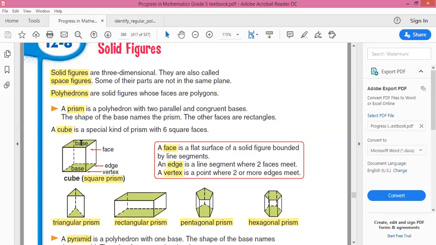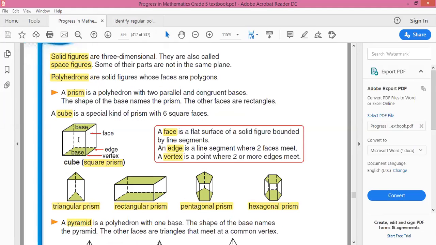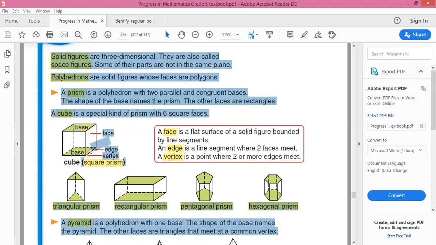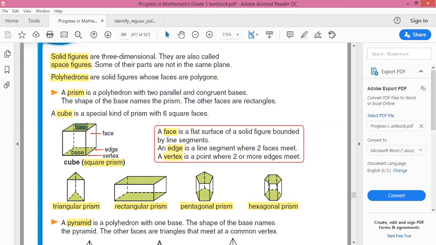If you look at this cube, in the base it's written base down and also base up. Two green sides, are they the same or different? Same. Opposite sides are the same. For a prism, a polyhedron with two parallel and congruent bases, the two opposite sides will always be the same. It has different parts. Listen to me.